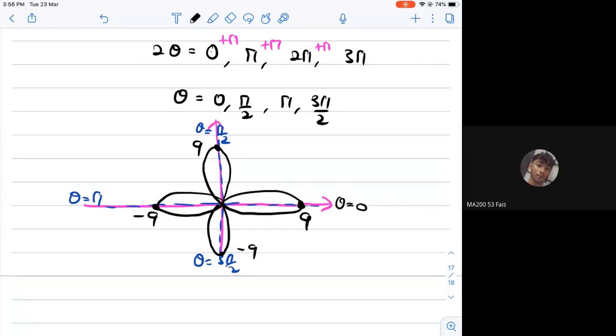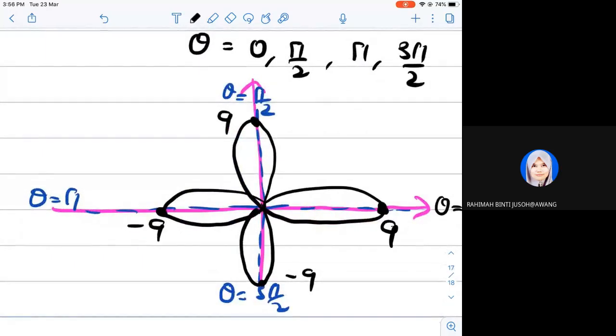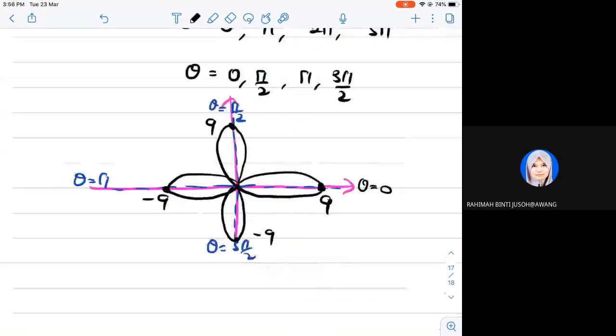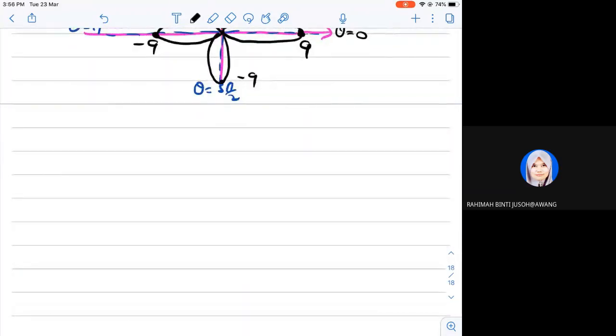Yes, madam. Walaupun petals saya ni tak sama panjang, tapi bila kita letak koordinat tu kita tahulah dia sebenarnya sama panjang. Sorry lah guys, I'm not an artist. So, saya lukis tak cantik.